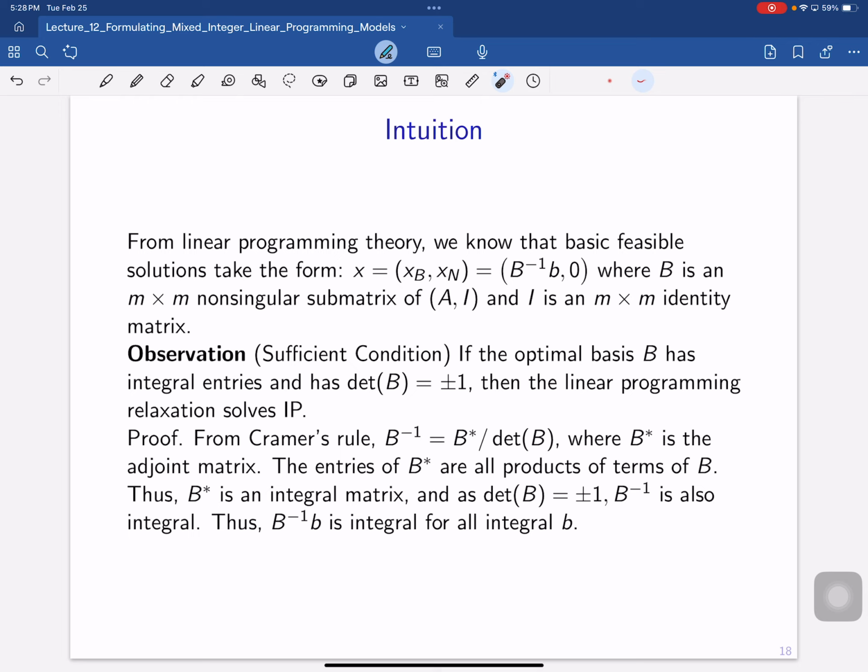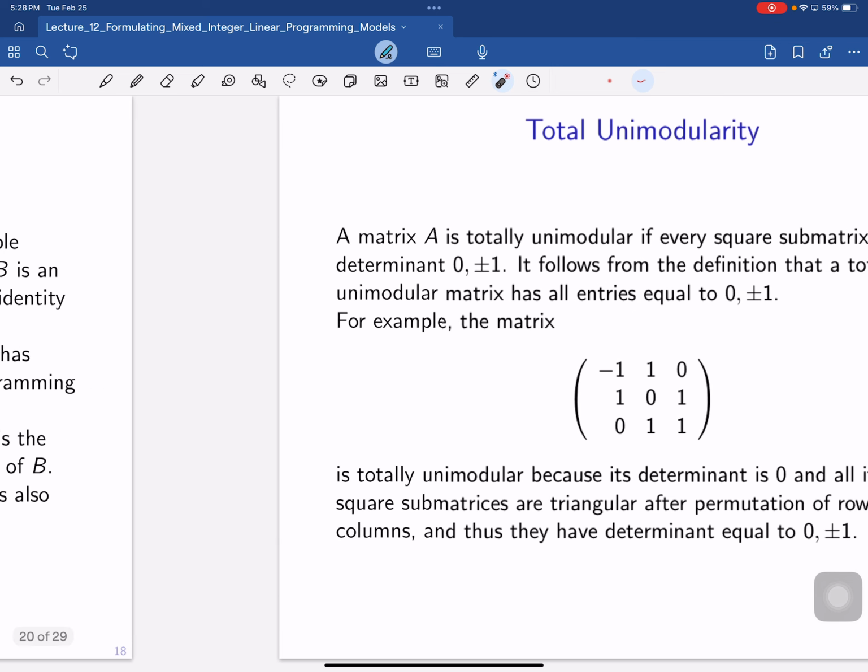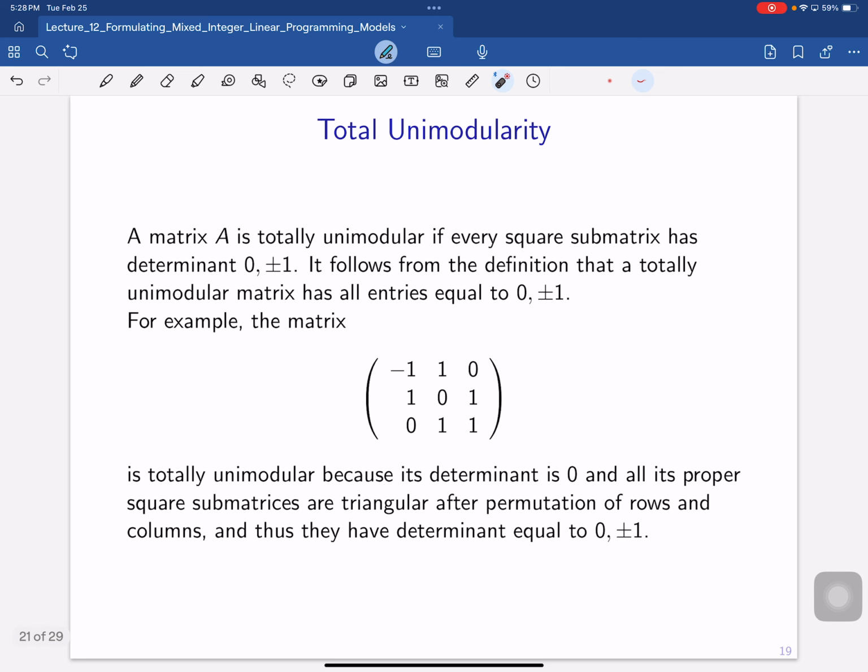Because essentially when you take the basis matrix, it can be any subset of the original m by n matrix A, right? So total unimodularity is a general way of describing such a matrix. Total unimodularity says, given a matrix A, it is totally unimodular if every square submatrix has determinant 0, 1, or -1. Right? Okay.